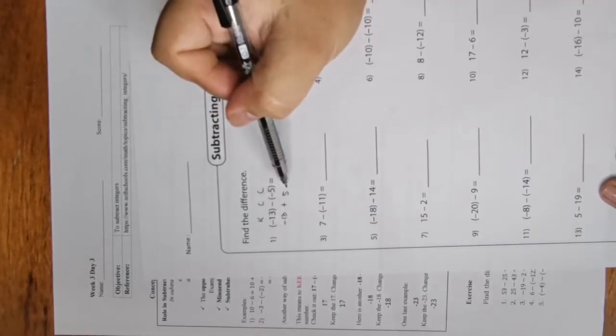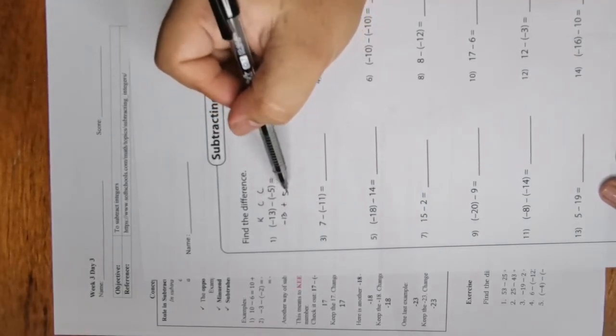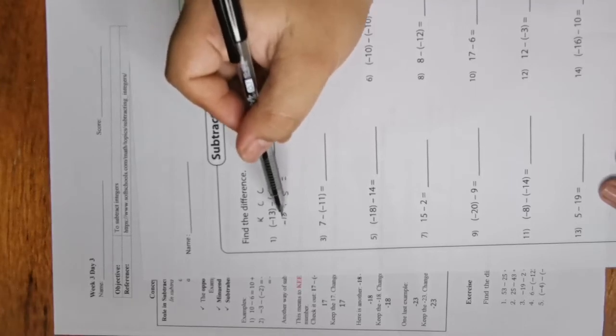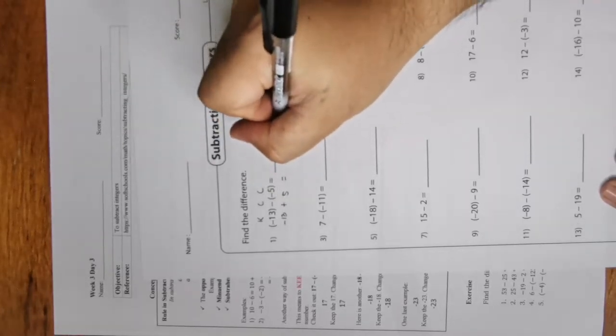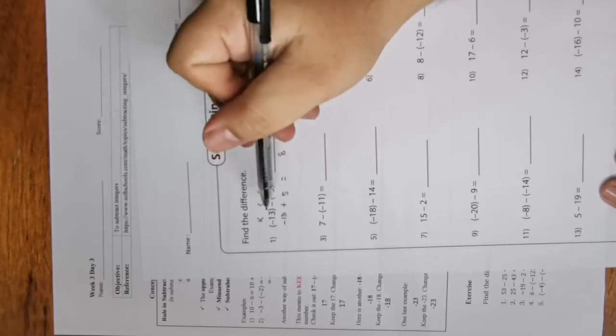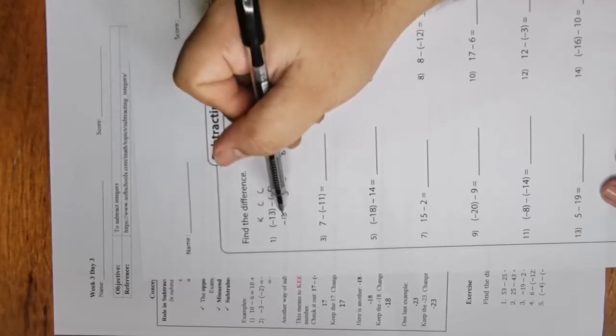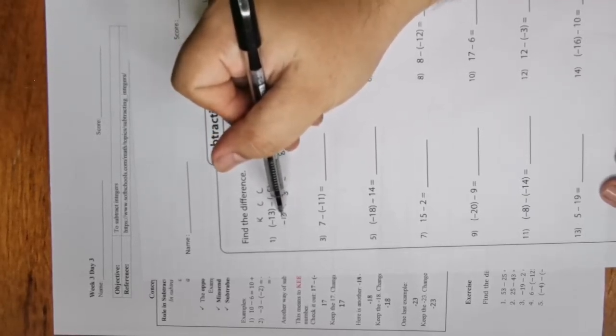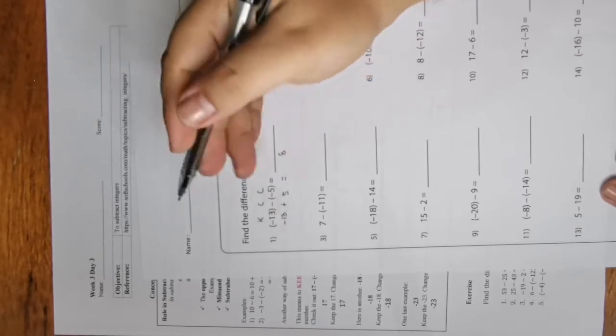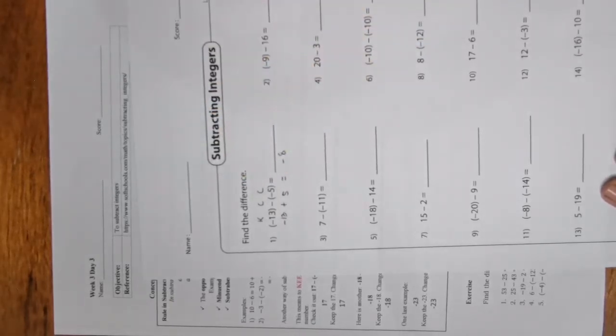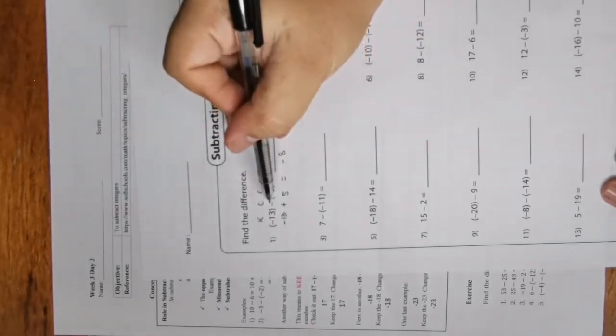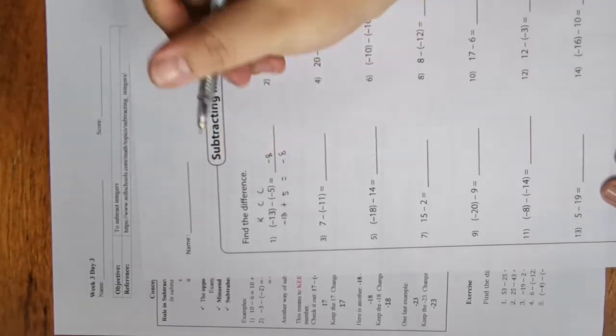Di man sila pareha. Negative 13 is negative, 5 is positive. So imong i-subtract. 13 minus 5 is 8. Now who has bigger absolute value? Si 5 or si 13? Of course, si 13. So unsa may sign ni 13? Negative. So the answer is negative 8. So therefore, negative 13 minus negative 5 is negative 8.